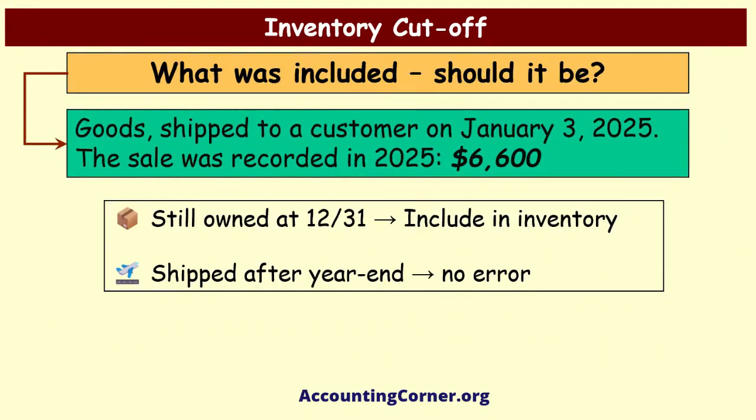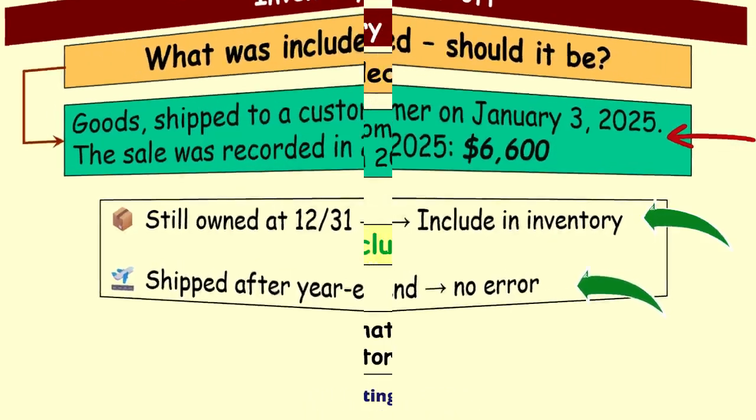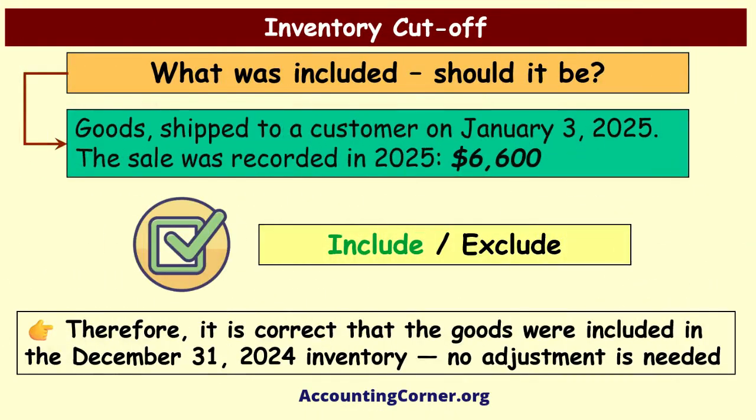Now let's see whether the cost of goods related to each event was correctly recorded. These goods were shipped on January 3, 2025, which is after the balance sheet date of December 31, 2024. At year-end, the company still owned and physically held the goods, and the sale wasn't recorded until 2025. Therefore, it is correct that the goods were included in the December 31, 2024 inventory. No adjustment is needed.